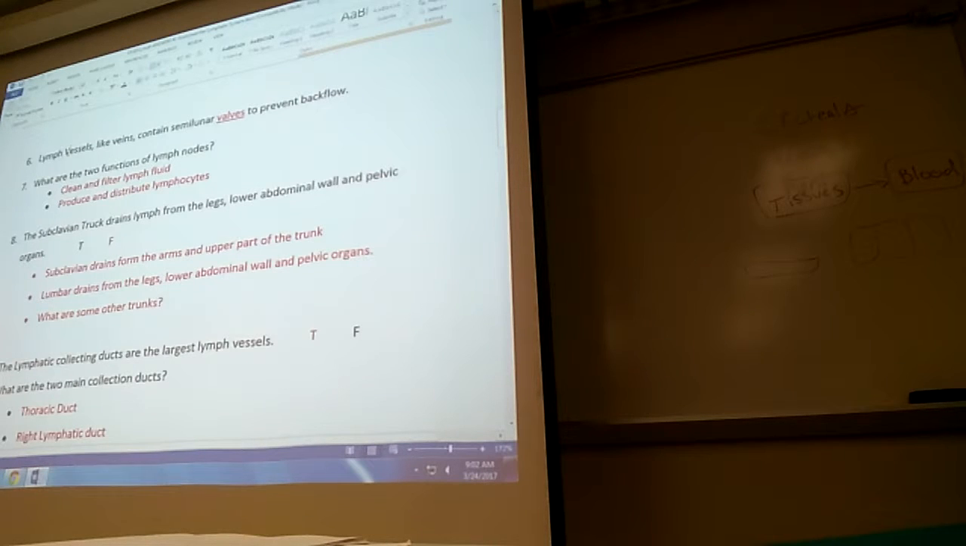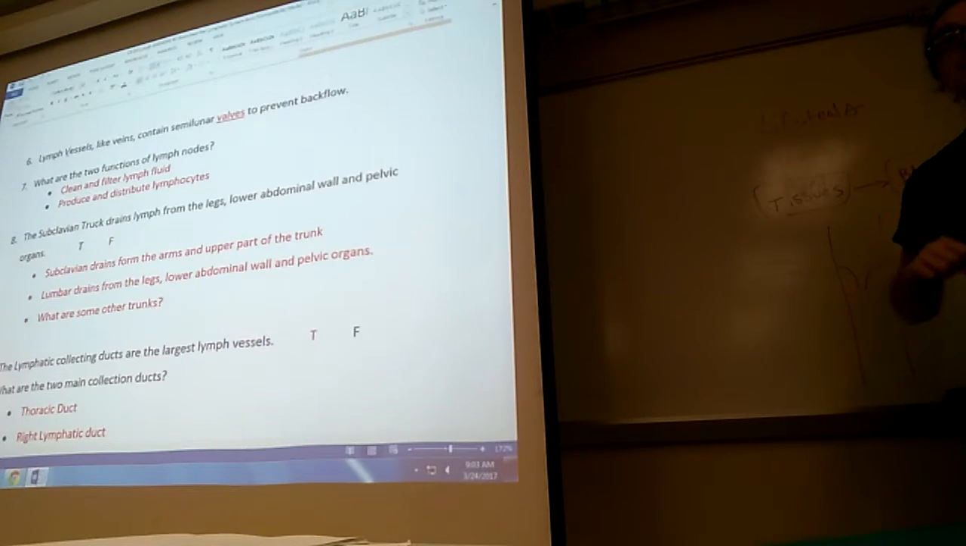So this is interesting. Lymph vessels, like veins, contain semilunar valves to prevent backflow. So what's the difference between them? A vein has valve-like flaps, but does an artery have it? Mm-mm. So if the heart is what pumps blood through your arteries, what is it that gets the blood to move in your veins? Breathing, that's one, yeah. What's another one? Movement. Yeah, movement, like exercise, right?